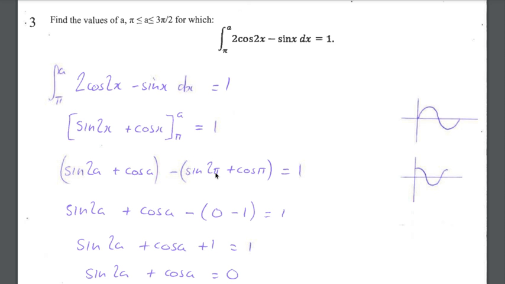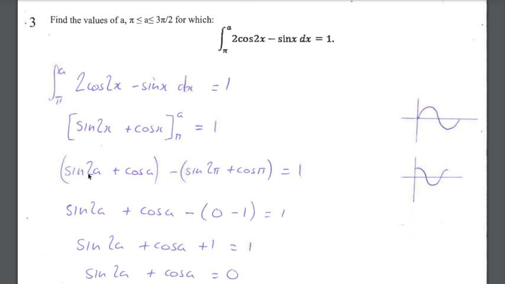Right, sine of 2 pi radians, or sine of 360 degrees, let's have a look at the sine curve. That is 0. At 360 degrees or 2 pi radians, the height there is 0. Cosine of pi, or cosine of 180, so that's here, so that's negative 1.